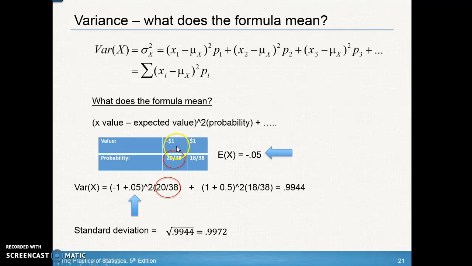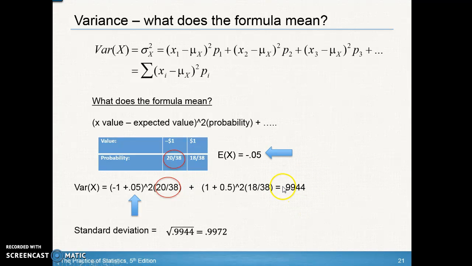So what does that variance look like? The variance uses -1. How far is this -1 away from the -5 cents that we're losing? -1 minus a negative gives us +5, squared, multiplied by the probability of that occurring. Then we add that to the second one, 1 minus the expected value. Minus the negative, that's why it's a plus, so that's how far away it is from the 5 cents. We square that and then multiply it by the probability that it's occurring. That gives you the variance.